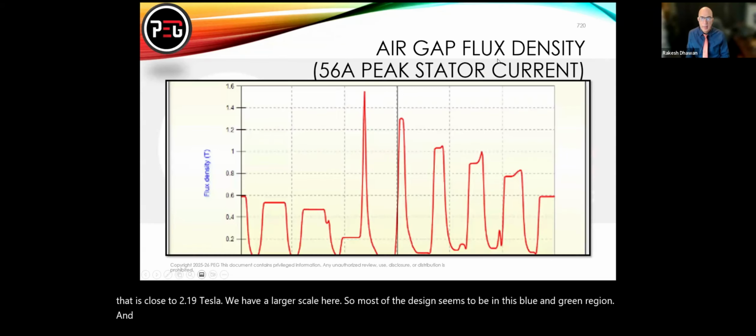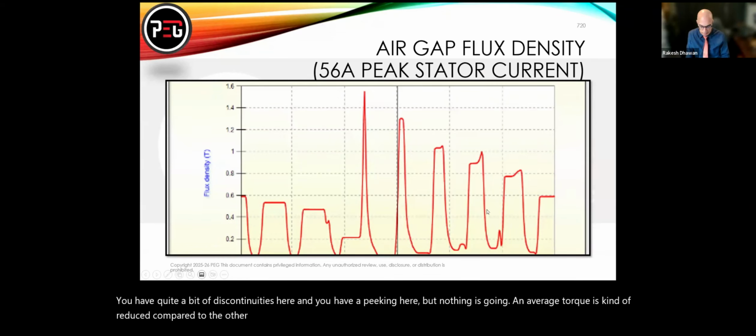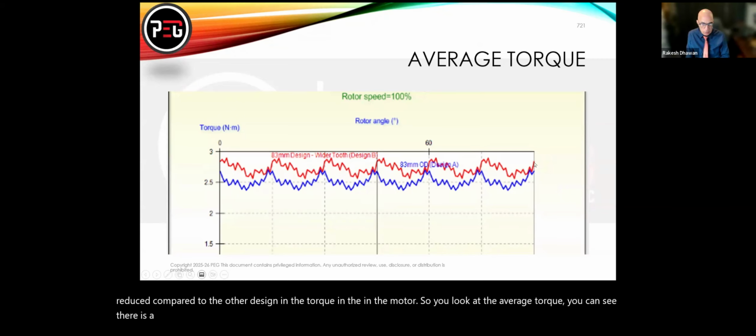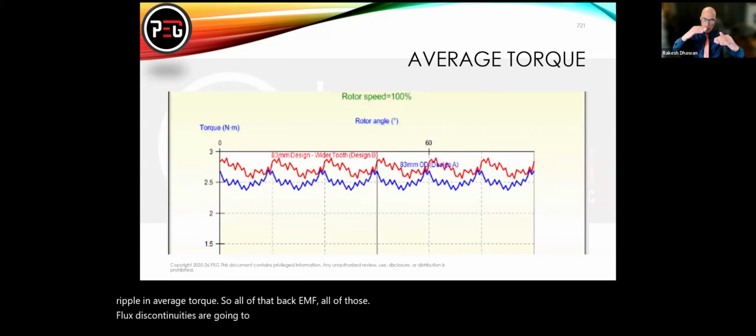And this is your air gap flux density, where you can see you have quite a bit of discontinuities here. And you have peaking here, but average torque is kind of reduced compared to the other design in the torque in the motor. So you look at the average torque, you can see there is a ripple in average torque. So all of that back EMF, all of those flux discontinuities are going to result into your ripple.